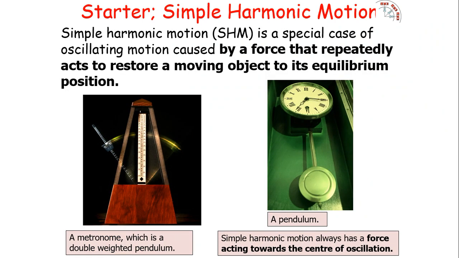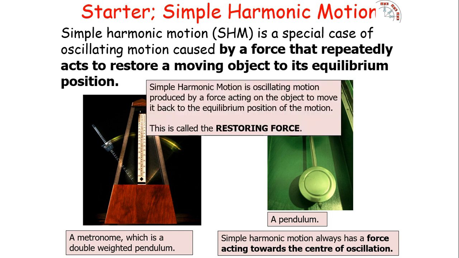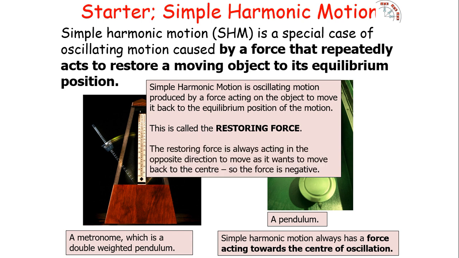Well, simple harmonic motion is a special case of oscillating motion, and it's caused by a force that repeatedly acts to restore a moving object to its equilibrium position. Now, because it's trying to restore the oscillator to the equilibrium position, we in physics call it the restoring force. So the restoring force is always acting in the opposite direction to motion, as you want to move the object back to equilibrium, back to the center of the oscillation. So the force is always acting as a negative.